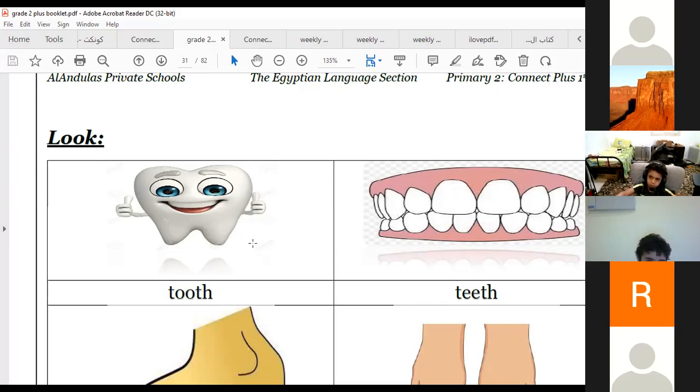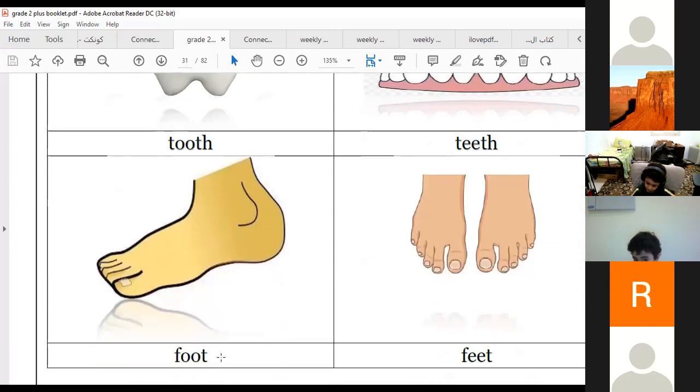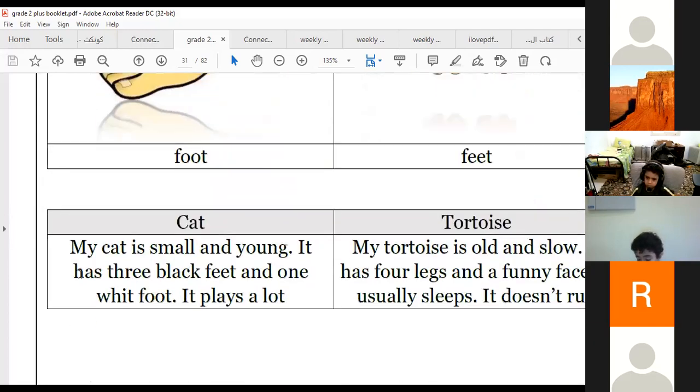Okay. Good. Now repeat after me, students. Tooth. Teeth. Foot. Feet.